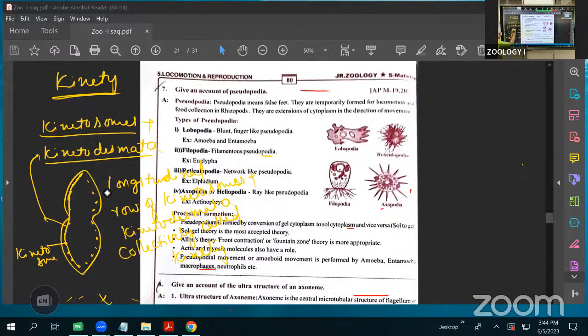Here, where the cilia arise, that we call kinetosomes. Joining those kinetosomes are called kinetodesmata, collectively called a kinety. Here it is present in the paramecium. The example is a paramecium.